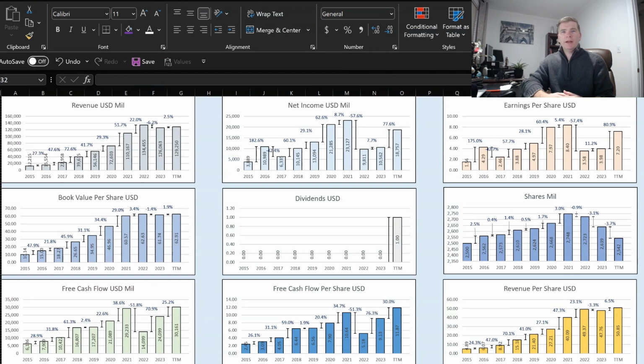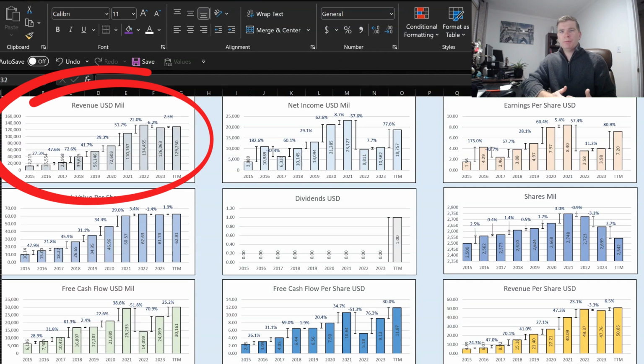Here's Alibaba's financials, and first I'll point out that the far right bar in each chart represents the trailing 12 months. Also, the fiscal year ends in March, so the next full year results will not be available until the April-May time period. Now looking at the graphs, we'll look at the top left first for revenue.